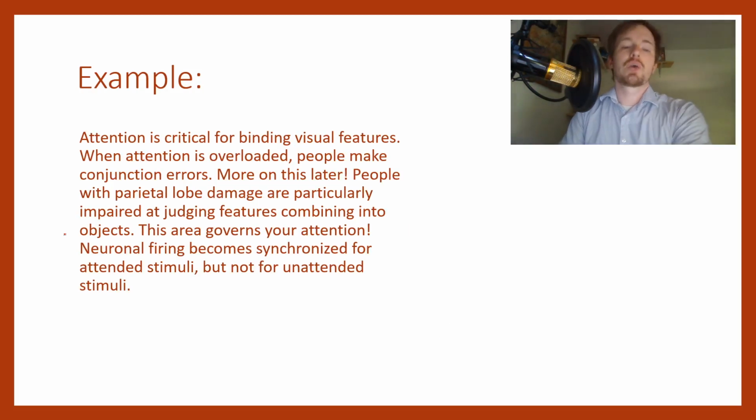So here is a quick example. If you are reading along with me, attention is critical for binding visual features. When attention is overloaded, people make conjunction errors. So I just flickered something on the screen very briefly there, and because you are probably looking at this text, you may not have completely seen it, right?